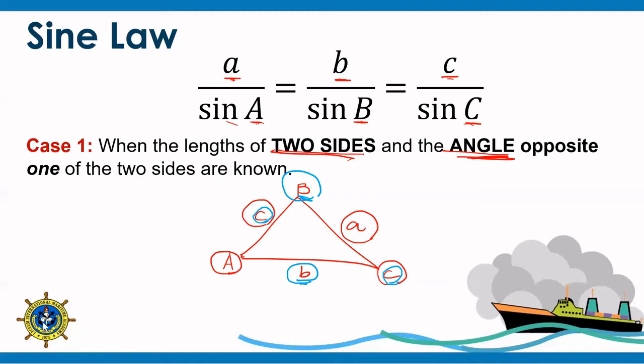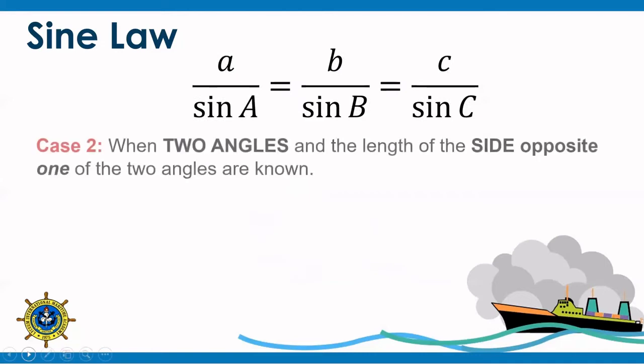So now let's proceed to the second case. Sa second case naman natin, says here na when two angles and the length of the side opposite one of the two angles are known. So kanina ang given natin is dalawang side at isang angle. So ngayon naman meron kang two angles and one side.